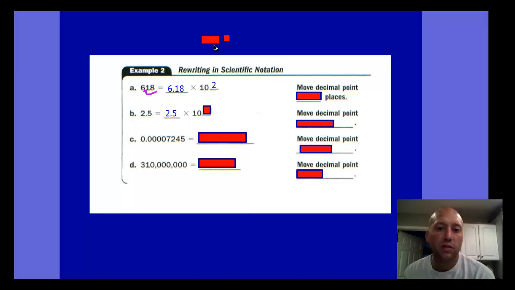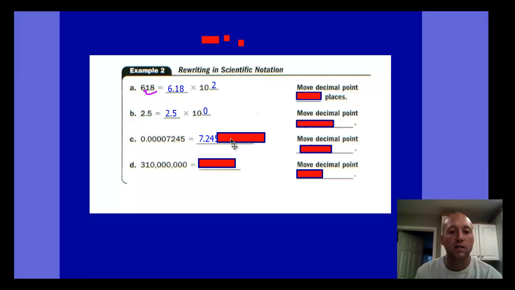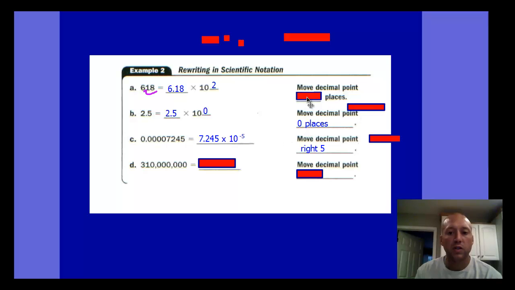2.5 is already in scientific notation, but what's the power I can multiply by? It would be 10 to the 0. So I'm only multiplying by 1, so I'm not changing the value of it. For this one, I need to move the decimal spot 1, 2, 3, 4, 5 spots to the right. So it's going to be times 10 to the negative 5. So for that one, you're moving it right 5. The difference of left or right tells you the sign. For this one, it's going to be times 10 to the 8. 3.1 times 10 to the 8th, 8 spots.